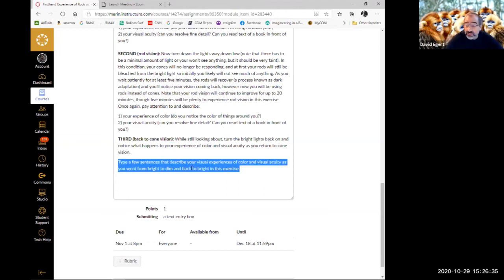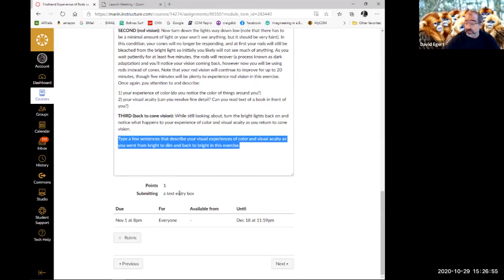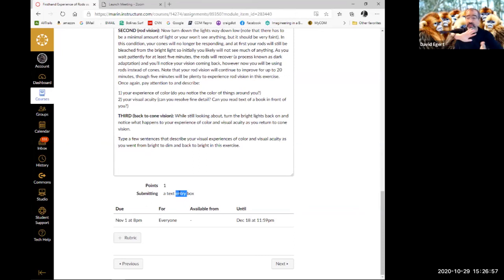And I just have a little text box. I just want you to type a few sentences about what this experience was. I want to see that you actually have this visceral experience of, oh yeah, that is what cones are doing, and that is what rods are doing. Just type it in the little text box and hit submit and you're done.